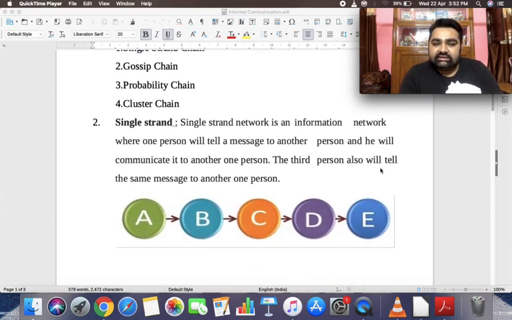In single strand network, the message flows in a single chain. In this figure, if we see that if A is the sender, then A passes the message to B, then again B will pass the message to C, then C will pass the message to D, and this will continue in a single chain.